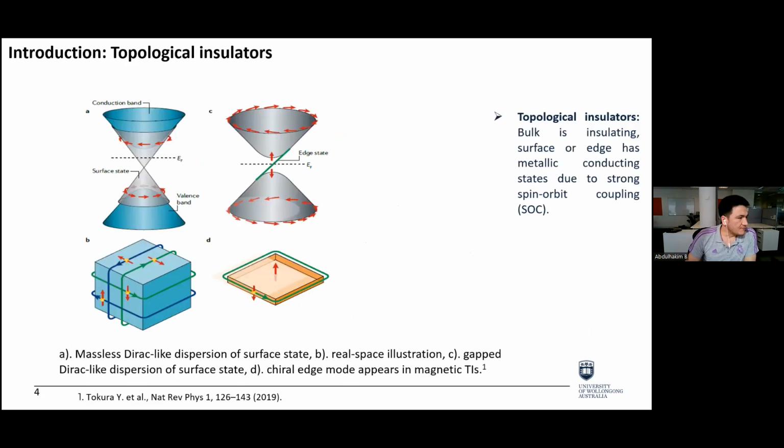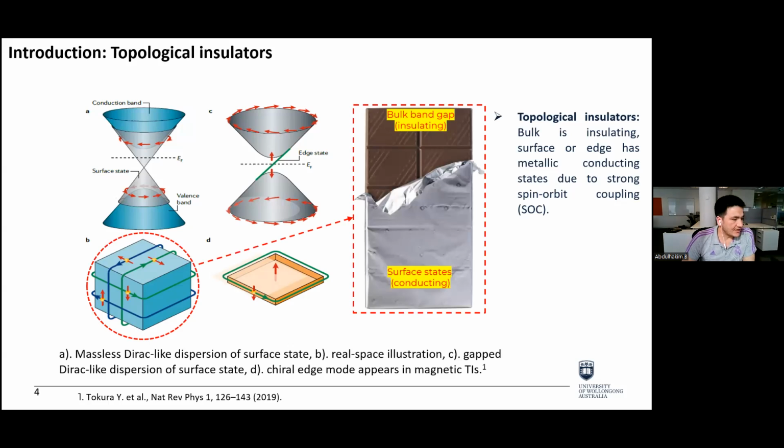We know topological insulators are a very interesting type of material. Their bulk is insulating, while the surface or edge has metallic conducting states due to strong spin orbit coupling. As you can see from this illustration, in analogy it looks like a chocolate wrapped in aluminum foil, where the surface is conducting and the bulk is insulating. But the topological insulator is much more interesting than just chocolate wrapped in aluminum foil.